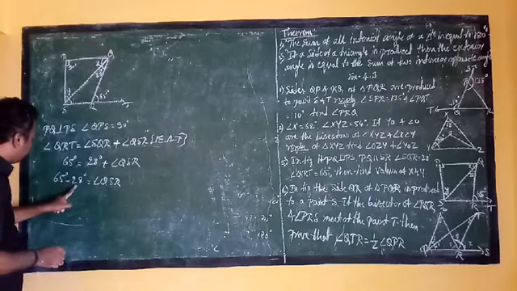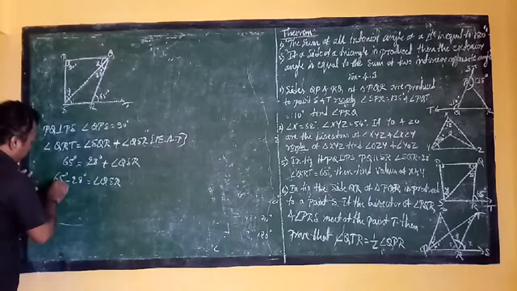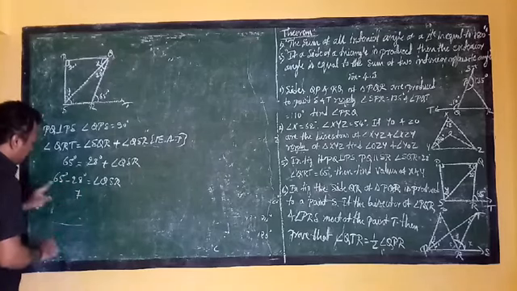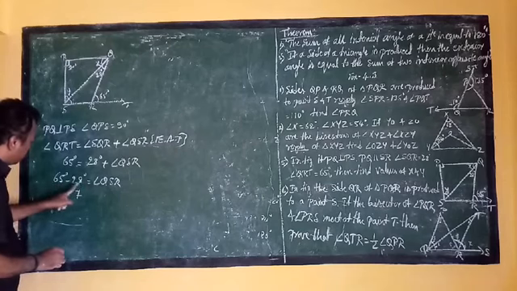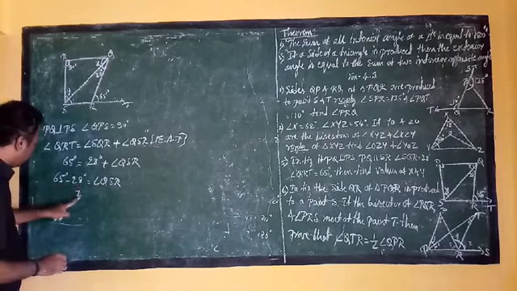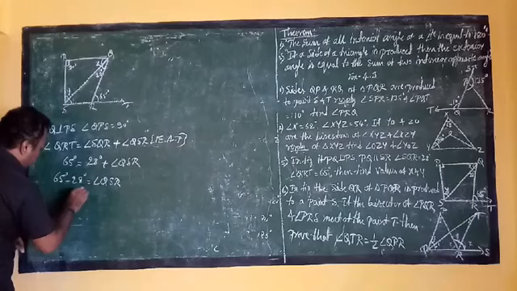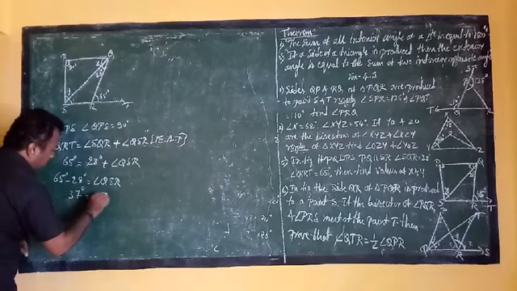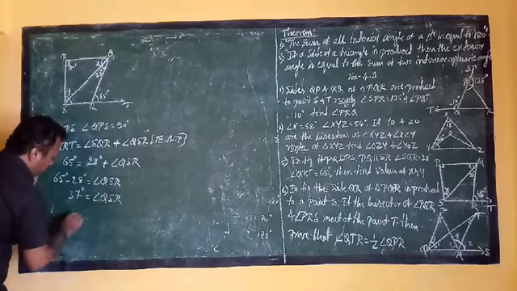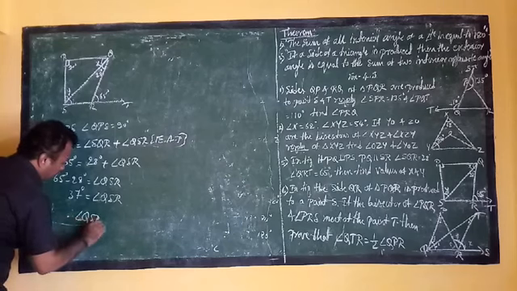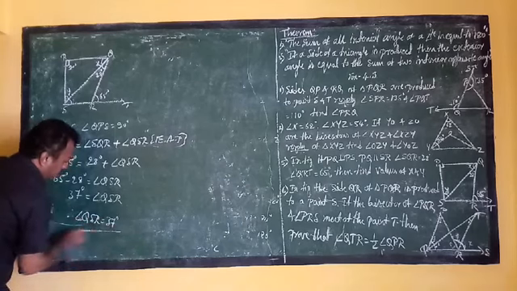65 minus 28. 15 minus 8 is 7. The remaining is 5, and 5 minus 2 is 3. So it is 37 degrees. Therefore, angle QSR is equal to 37 degrees.